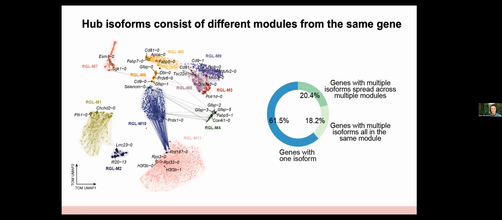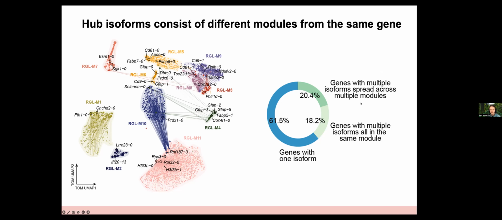And then the next thing we noticed is that we found it interesting that these different hub genes were showing up in different modules. We found that out of these genes that are here, 60% of them only have 1 isoform, and about 18% have multiple isoforms that are all assigned to the same co-expression module, but about 20% of the genes have multiple isoforms that are spread across different modules. So this is potentially very interesting information about the biological function that is totally missed in the short read single cell data.